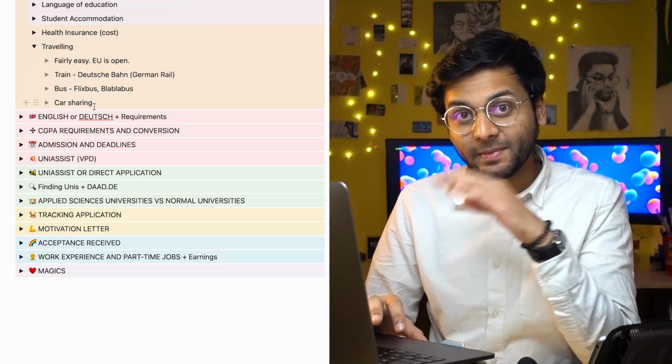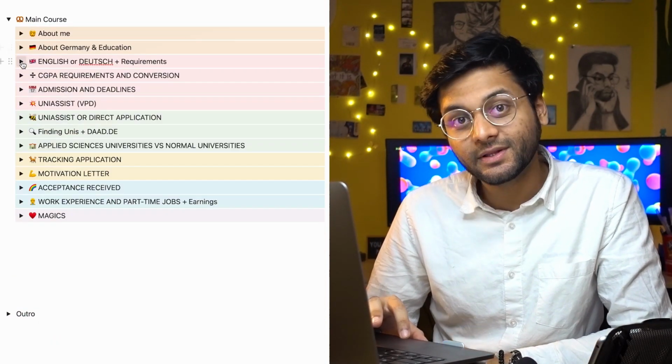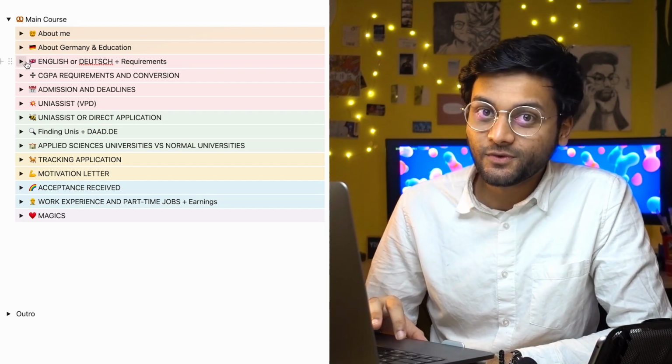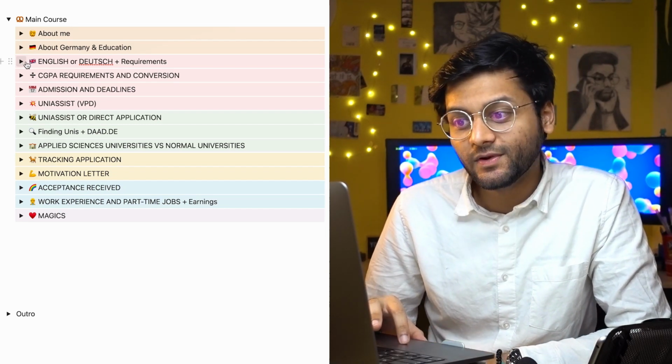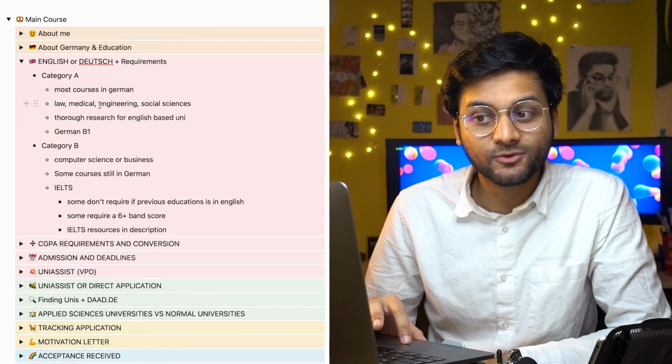Now let's dive into main sections about how to get started to study here. First, let's talk about the language requirements. There are two types of universities here. In category A, you will find most of the courses in German. For example, law, medicine, engineering, and social sciences.